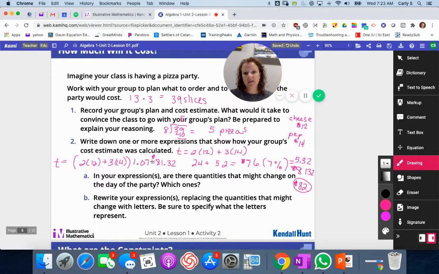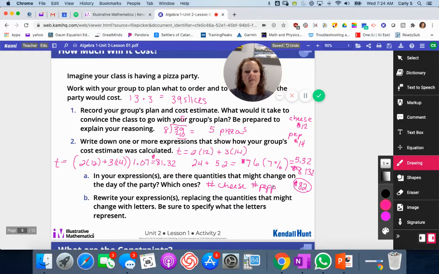In your expression, are there quantities that might change on the day of the party? Okay, which ones? I'd say the number of cheese pizzas or the number of pepperoni pizzas. What if our distance learners came back? Okay, what if a student who is quarantined comes back? What if we get a new student? Wouldn't that be the best? What if I'm absent and I can eat some pizza?